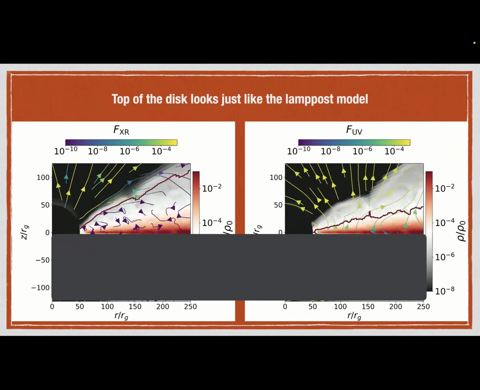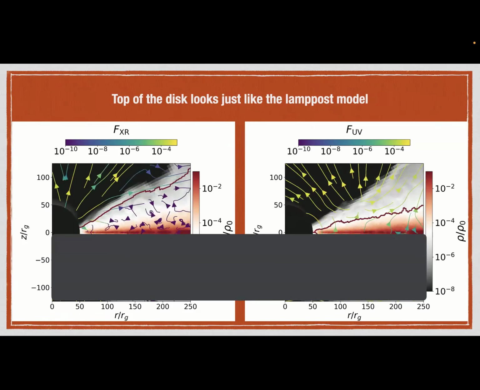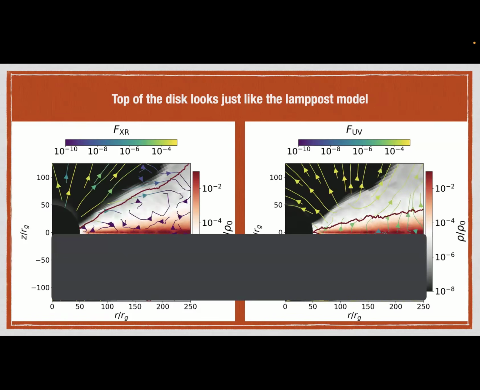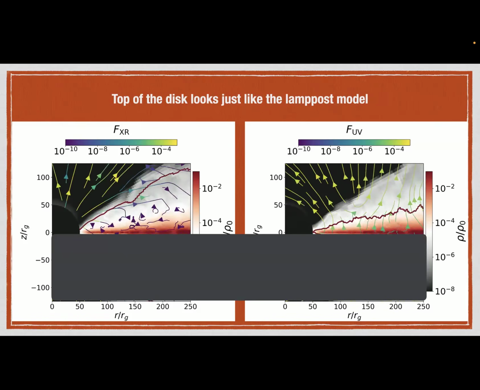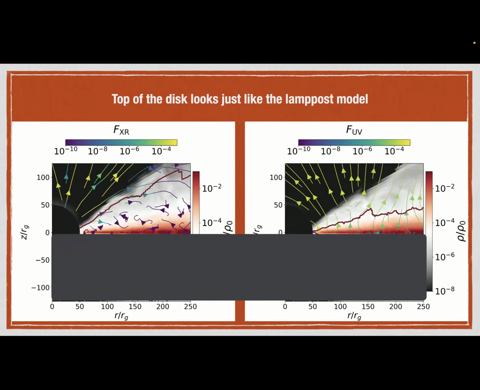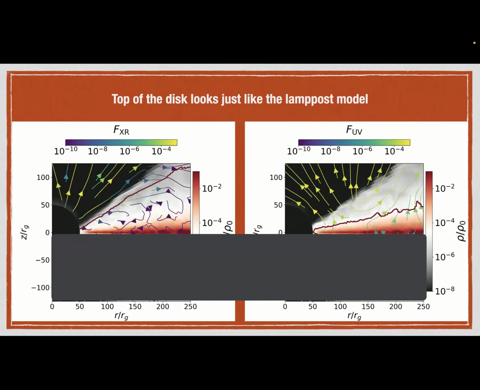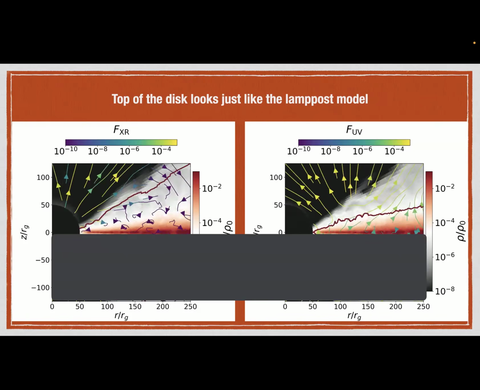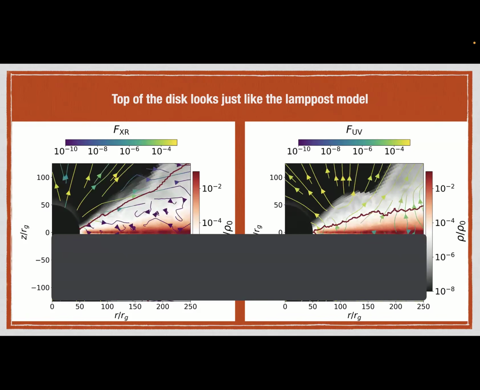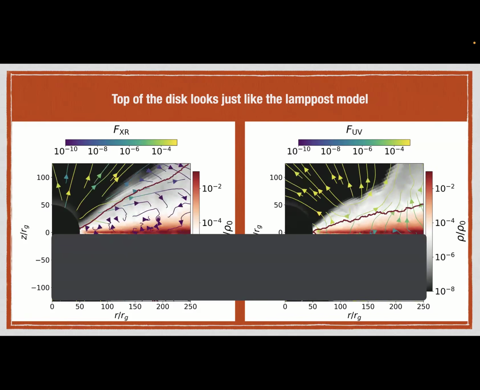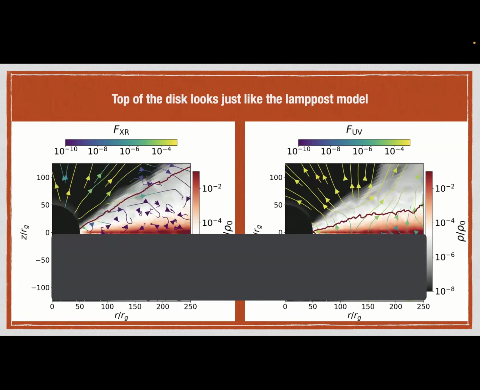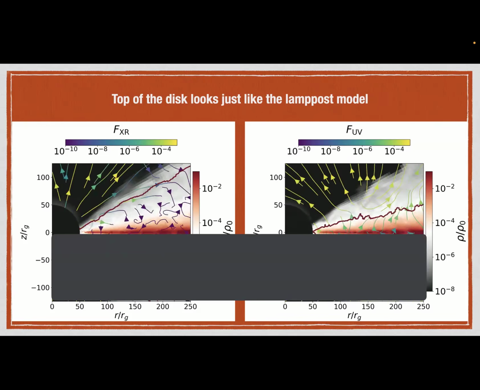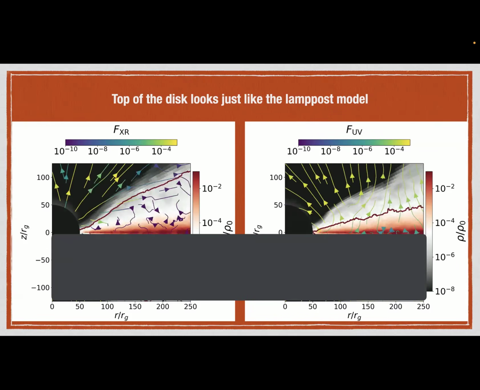What's cool about the top of the disk is, if you focus on the right panel, I should have said before that the solid red lines are showing the photosphere, so where the optical depth is 1. And in the right panel, it's showing the UV photosphere. You can see that the UV photosphere is pretty low down. The disk is pretty thin. The density drops off quickly. And so you have this thin disk. We're actually going to see that this thin disk behaves just like the lamppost model. It looks just like our traditional reverberation mapping model.